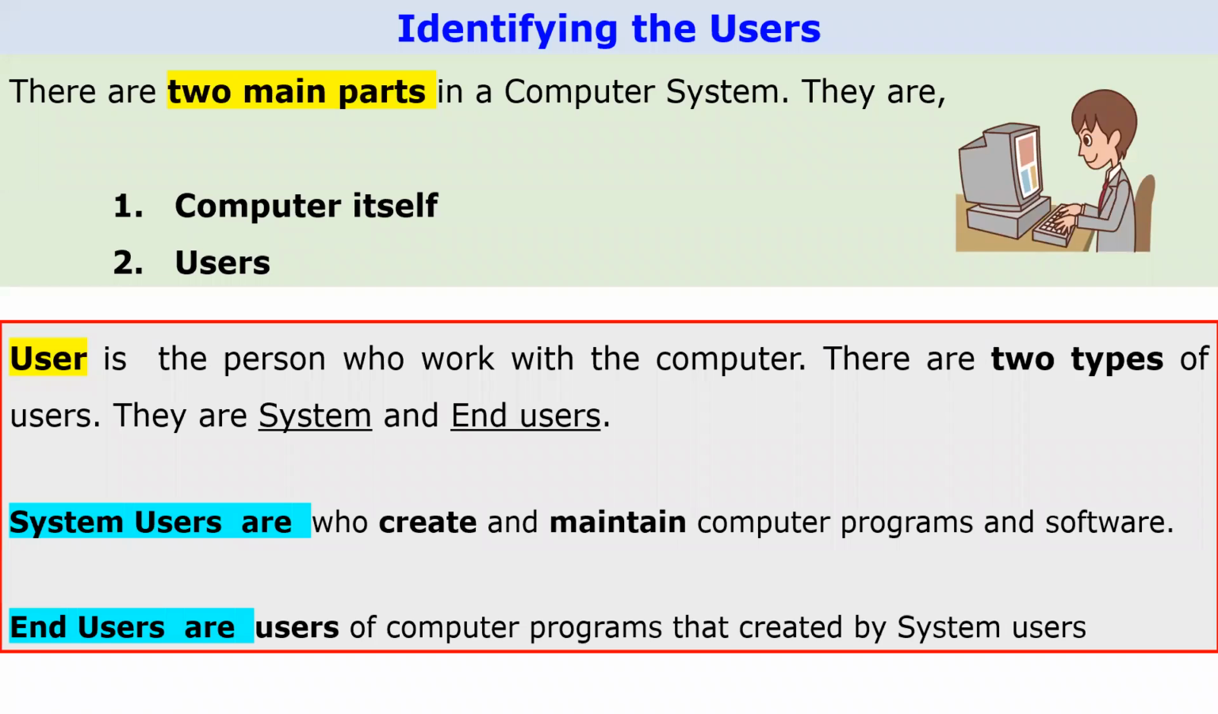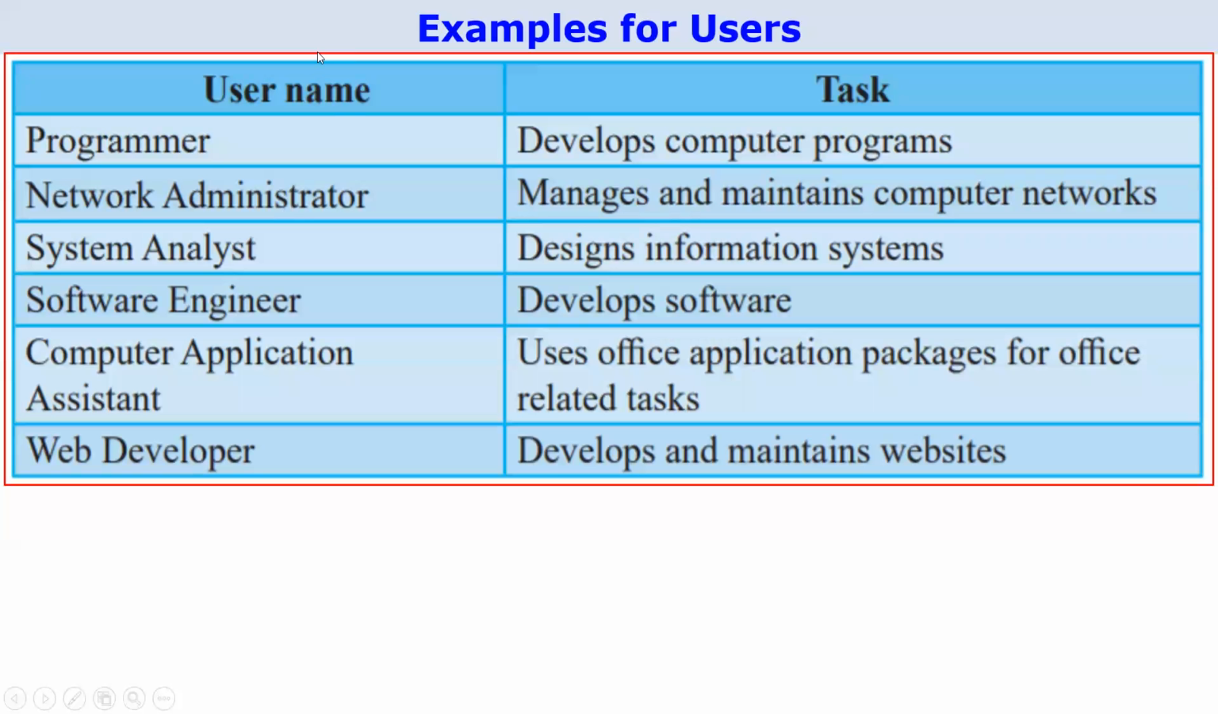Right? Users of the computer programs or software that are created by system users. That's the difference between system users and end users. Then we discuss some examples for users in this table. The left column gives the username, and the right column gives the task.